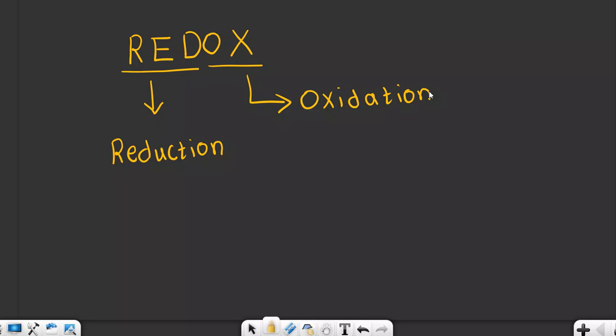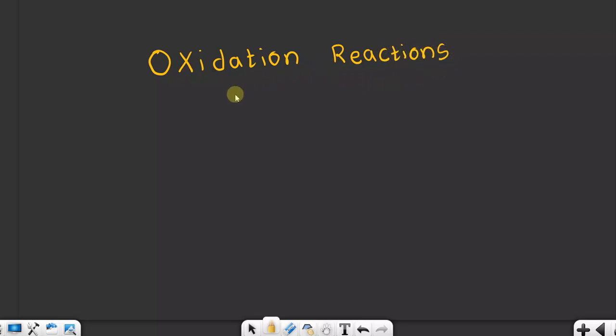To understand redox reactions, it's necessary to first understand reduction and oxidation reactions. We will see them one by one. First, let's talk about oxidation reactions. It is very easy, students, and very simple questions are asked based on this topic, so please don't worry. In this topic you just have to remember what an oxidation reaction is and what a reduction reaction is.